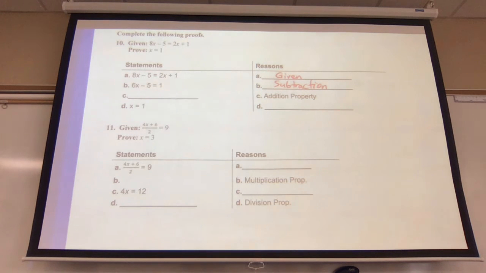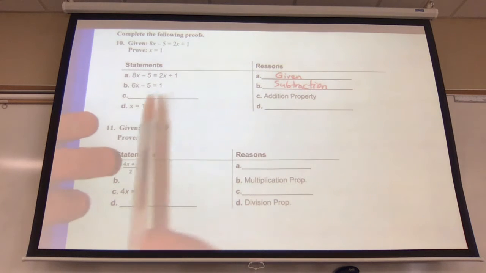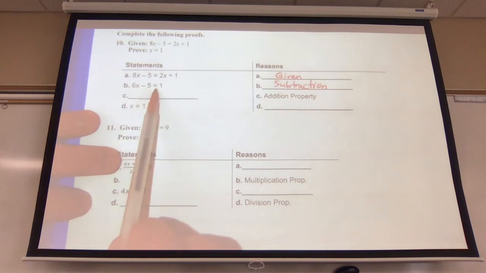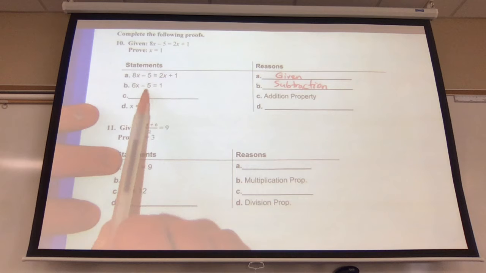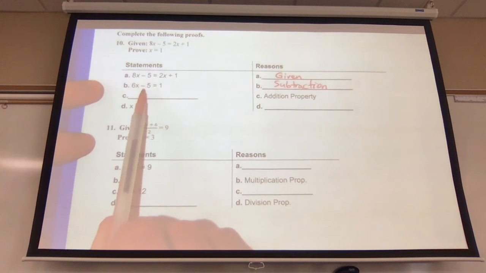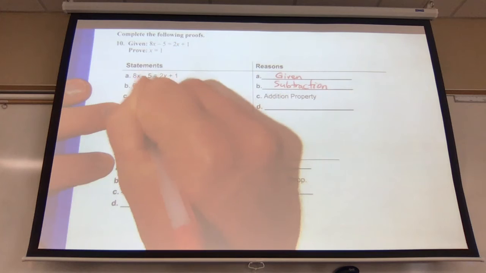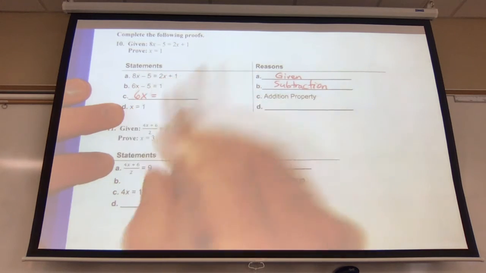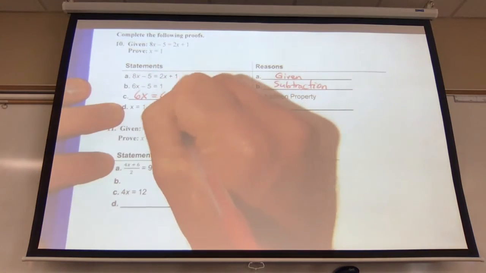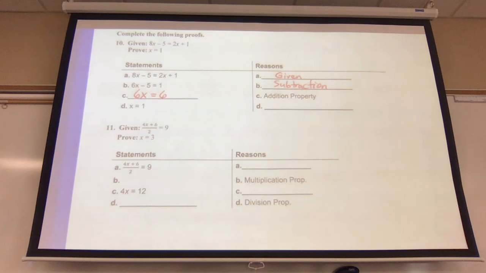Step C wants us to do the addition property. Addition property lets us add the same thing to both sides. So if you look at the previous equation, 6x minus 5 equals 1, the addition property would want me to add the same thing to both sides. I would add 5 to both sides to solve this next. If I add 5 on the left, I'm left with just 6x. If I add 5 on the right, I end up with 6. There's your addition property.